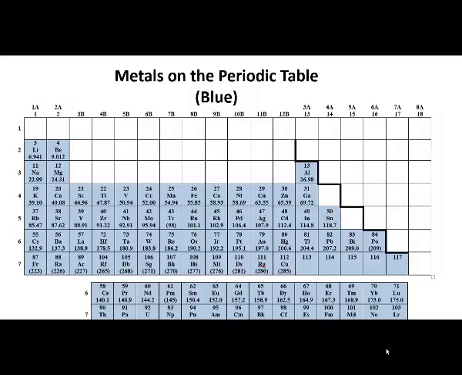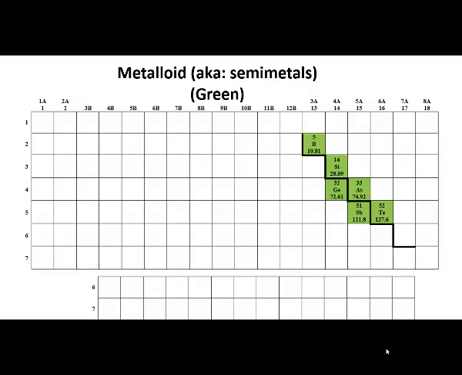The last section of elements I want you to take a look at are going to be what we call metalloids, also known as semimetals. They have properties in between those of metals and nonmetals, some characteristics of both. Right now we're going to see that there's just a few of these, and they're along this bold line, this stair step that we have here. They're colored in green here, so I have boron, silicon, germanium, arsenic, antimony, tellurium. Okay, so these are my metalloids, also known as semimetals.